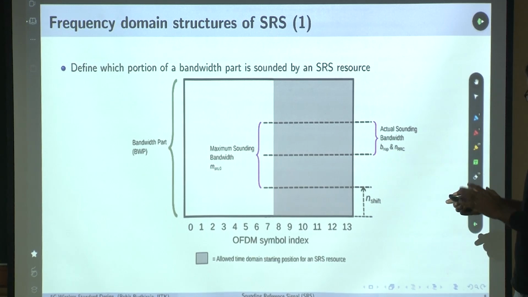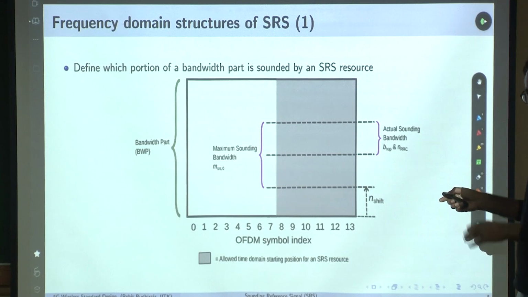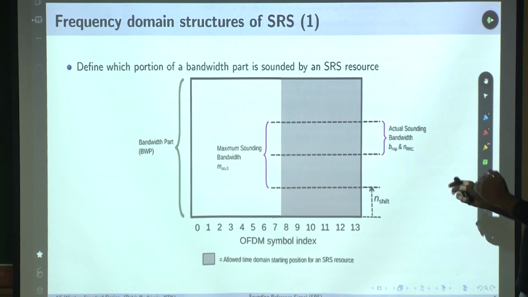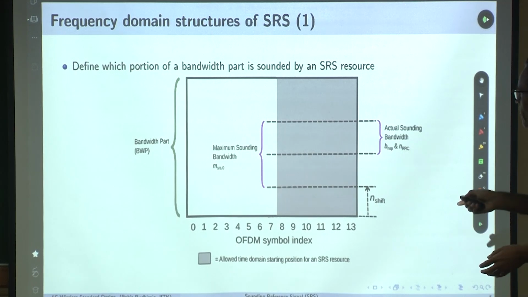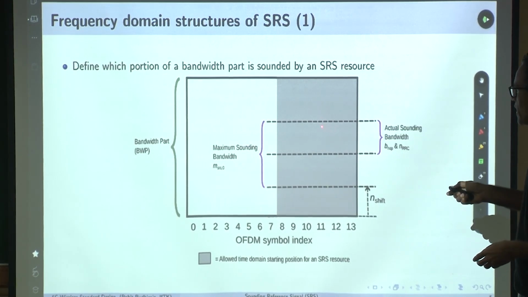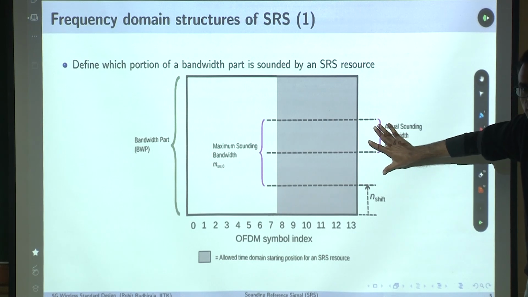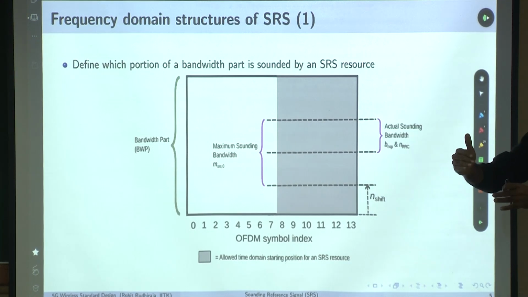So this is the bandwidth part, the complete bandwidth part. What are we saying here? This is the maximum sounding bandwidth. The base station wants to figure out what the channel is in this part of the bandwidth part. It could be the complete bandwidth part also. If I stretch these two lines from here to here, it becomes the complete bandwidth part, so SRS needs to be transmitted in the complete bandwidth part.